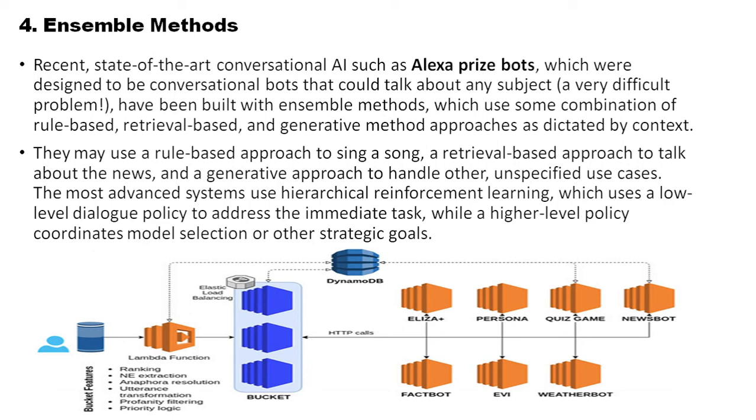The most advanced systems use hierarchical reinforcement learning, which uses a low-level dialogue policy to address the immediate task, while a higher-level policy coordinates model selection or other strategic goals.